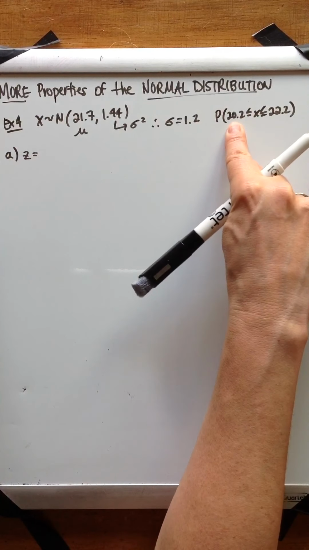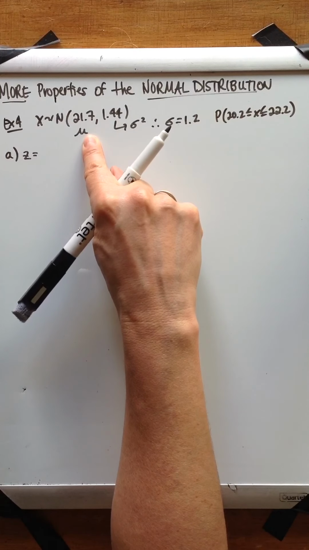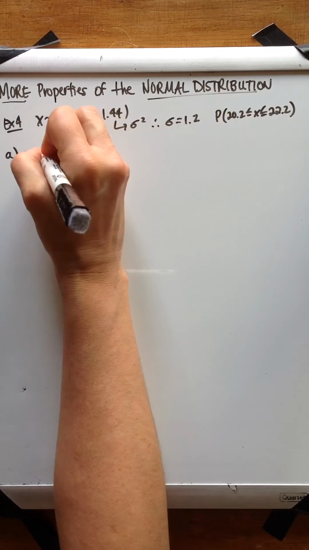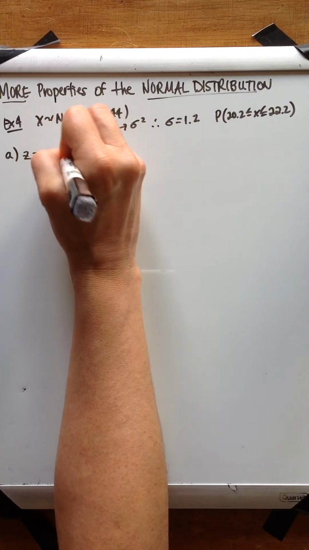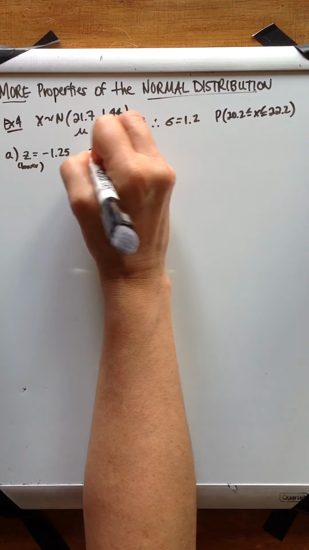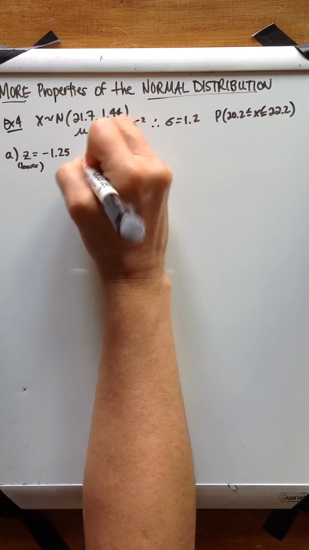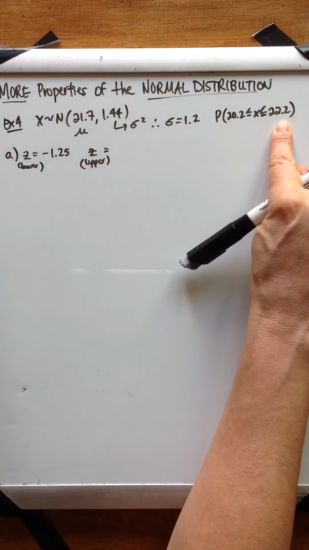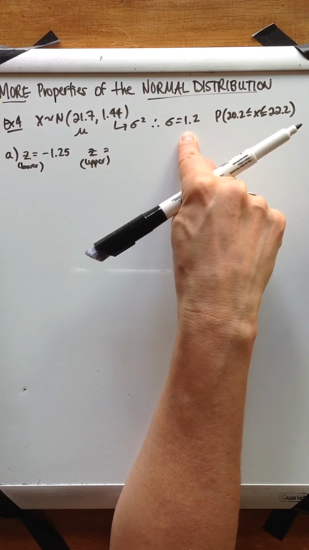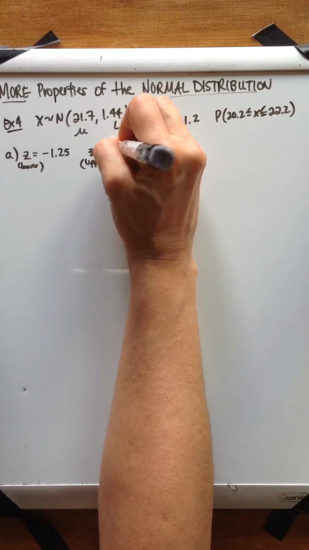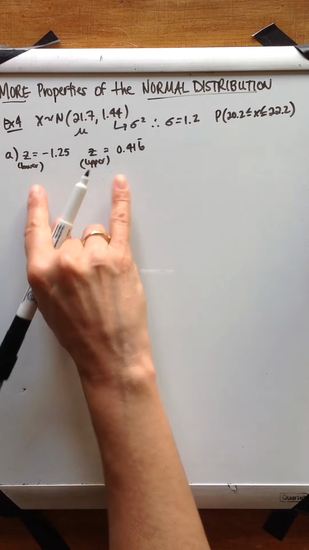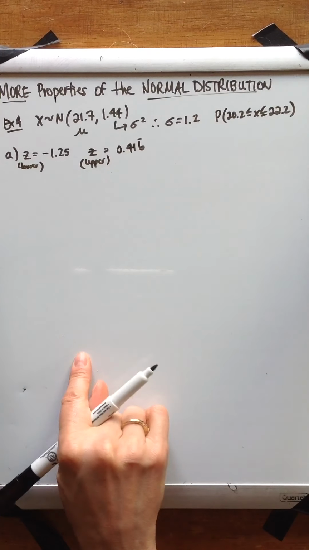And you would do x minus the mean, all divided by the standard deviation. I'm going to go a little bit ahead here and tell you that that comes out to negative 1.25. So that's for the lower z. The upper z, same thing, 22.2 minus mu, 21.7, all divided by the standard deviation 1.2. It comes out to 0.416 repeater. Okay, so we can, from these, go to the tables and find the probabilities.